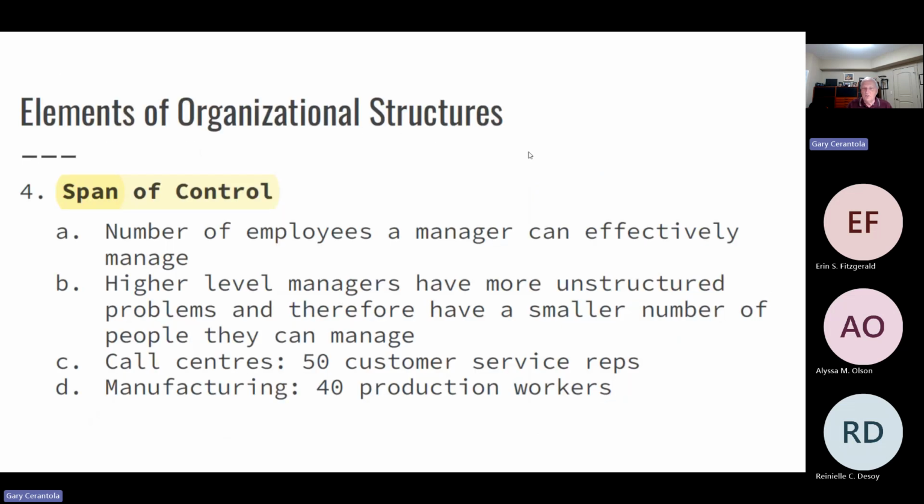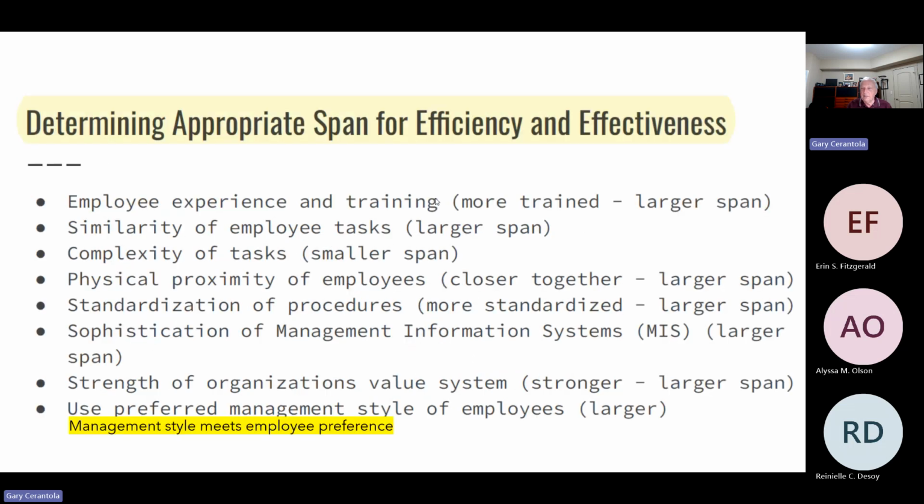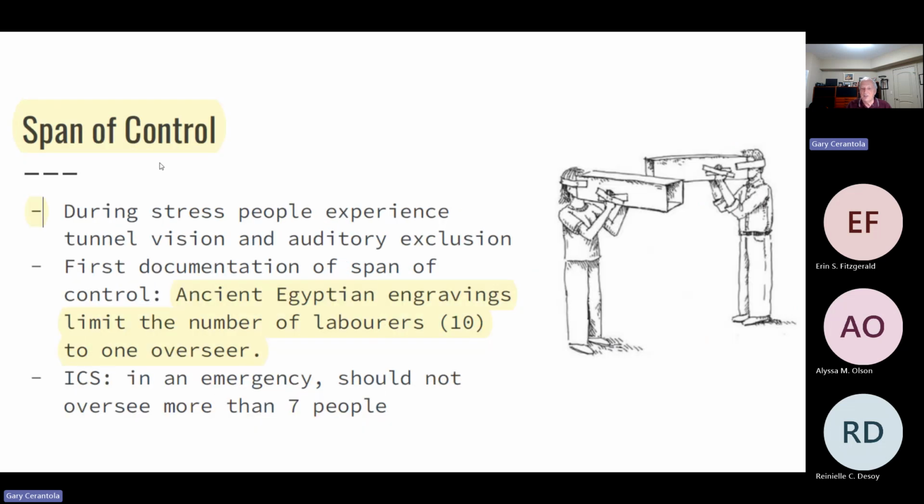Okay, so span of control, here's some more specific information about that. I'm not going to go through that again. And again, determining the appropriate span for efficiency and effectiveness. So employee experience and training, the more trained, the larger the span. Similarity of employee tasks, the larger the span. So it'll give you an idea. So you need to go through these pieces. And the thing is, let's leave it at that.